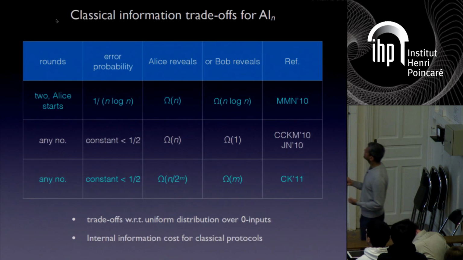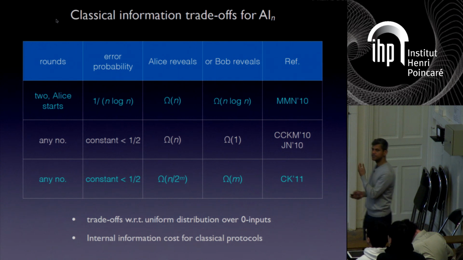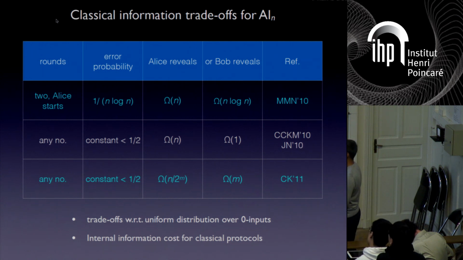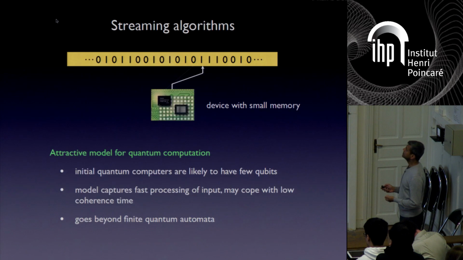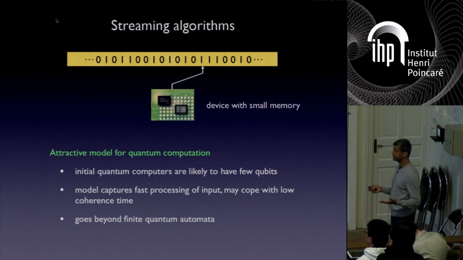So okay, I should go back here. These results motivated Rahul Jain and me to look at similar information cost trade-offs for quantum protocols for augmented index. The reason was that this model of streaming algorithms is also very attractive in the quantum setting, in the sense that quantum computers, at least the ones that are built initially, are likely to have very few qubits and very low coherence time.